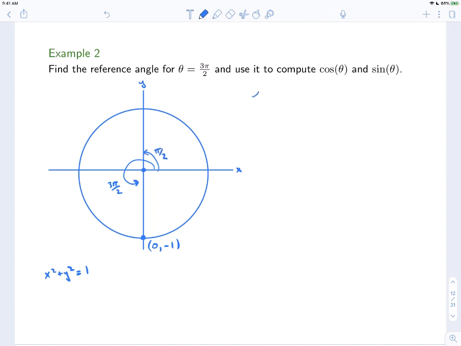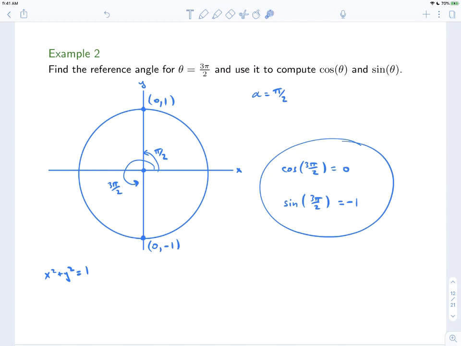So that's our alpha in this case. Alpha is equal to pi over 2. So our coordinates for this point are 0, 1. And as you can see, our coordinates for theta are the reflection through the x-axis. So in this case, we have cosine of theta, which is 3 pi over 2, is the x-coordinate, which is 0. And sine of 3 pi over 2 is equal to negative 1. And that's our answer. Notice that the values are the same as for our reference angle, but just with a minus sign in front of the y-coordinate in this case.